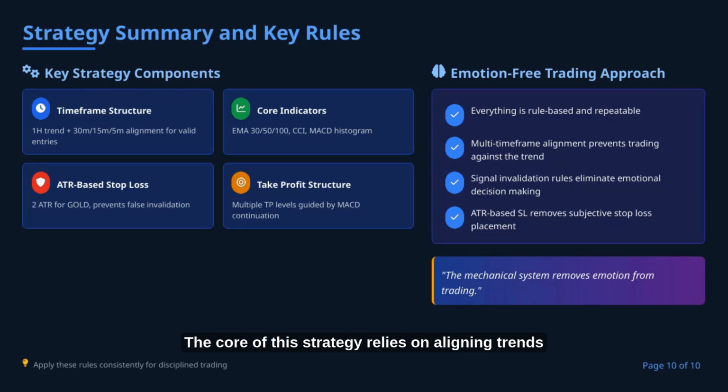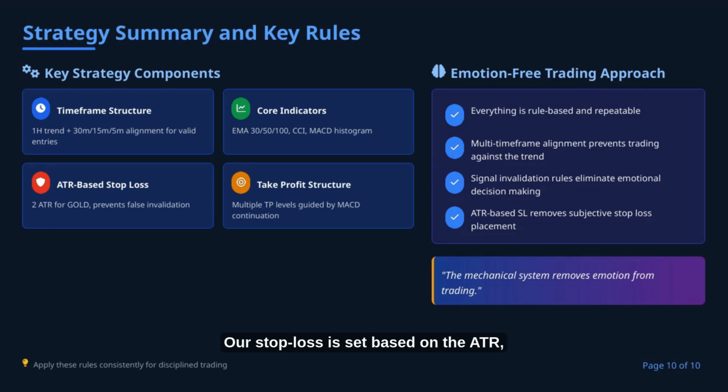The core of this strategy relies on aligning trends and indicators across multiple time frames, starting with the 1-hour trend and confirming entry points using 30, 15, and 5-minute charts for better accuracy. The main indicators we use include the 30, 50, and 100 period EMAs, along with the CCI and MACD histogram, which together help us identify strong trend movements.